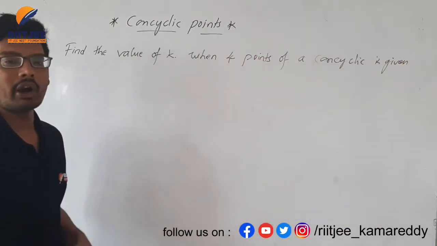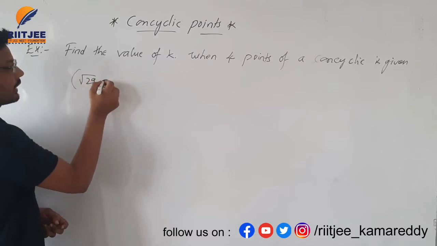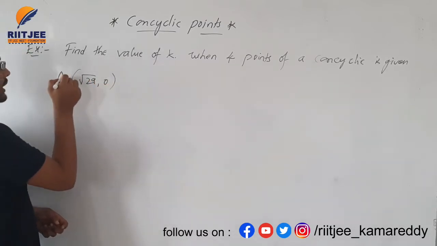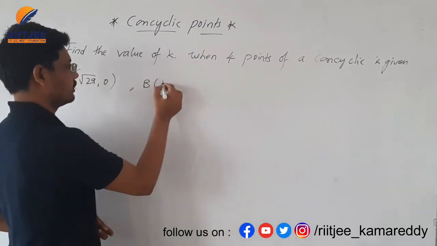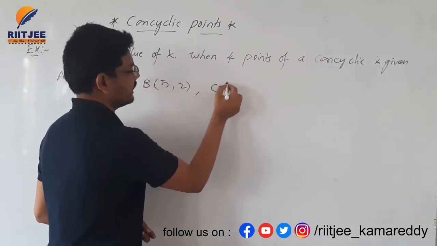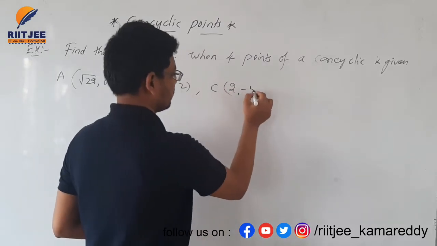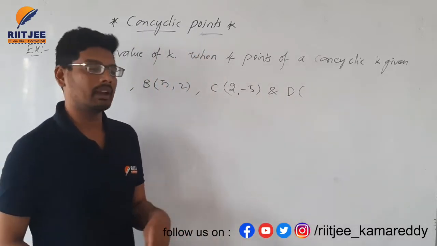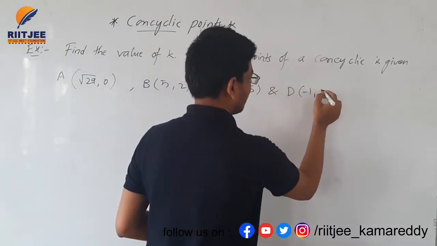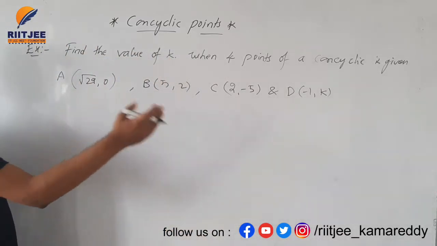Next, the points are here. Root 29 comma 0, this is the first point A, and the second point B is 5 comma 2, and C is 2 comma minus 5, and finally D is minus 1 comma k. These are the 4 points here, A, B, C, D.